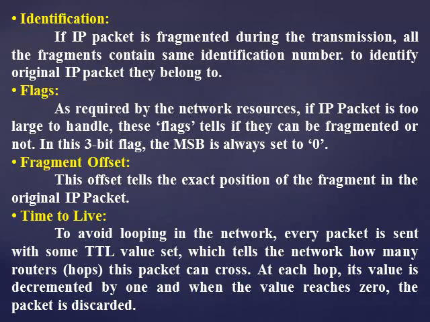Next is fragment offset. This offset tells us the exact position of the fragment in the original IP packet. Next field is time to live. To avoid looping in the network, every packet is sent with a TTL value set, which tells the network how many routers or hops these packets can cross. At each hop or router, its value is decremented by 1, and when the value reaches 0, the packet is discarded.